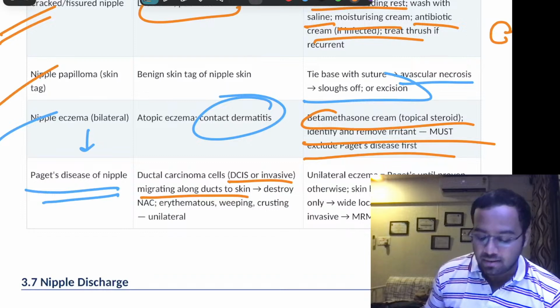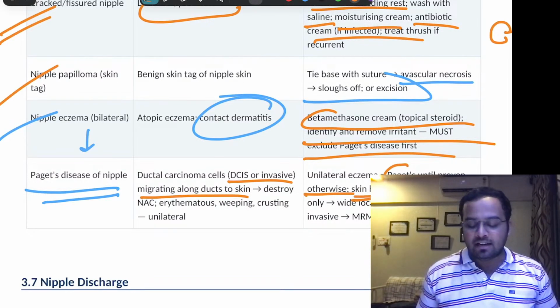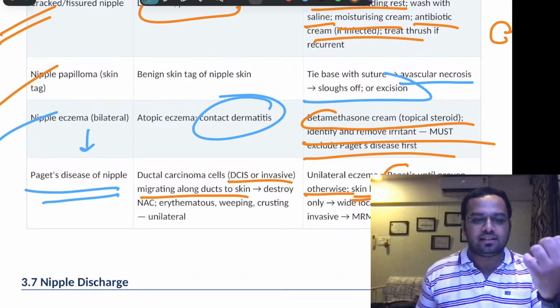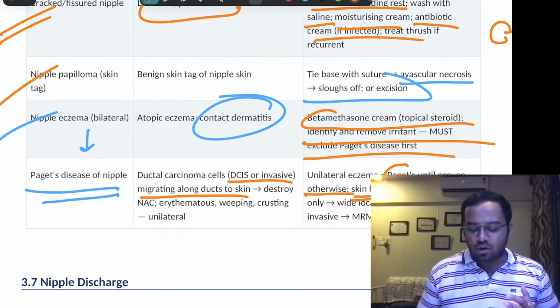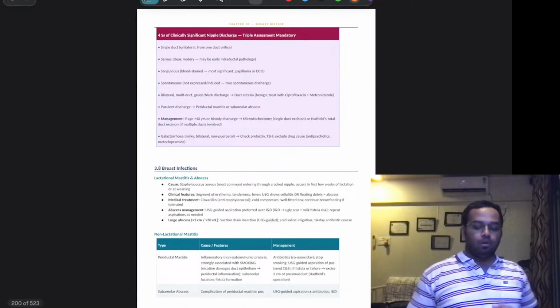So unilateral eczema is Paget's until unless proved otherwise. So you have to go for what is called a skin biopsy. We saw in dermatology that whenever Paget disease is there, a subcutaneous malignancy, a punch biopsy can be taken and wide local excision of the nipple areola complex if it is going to be an invasive disorder. So it is important for you to know.